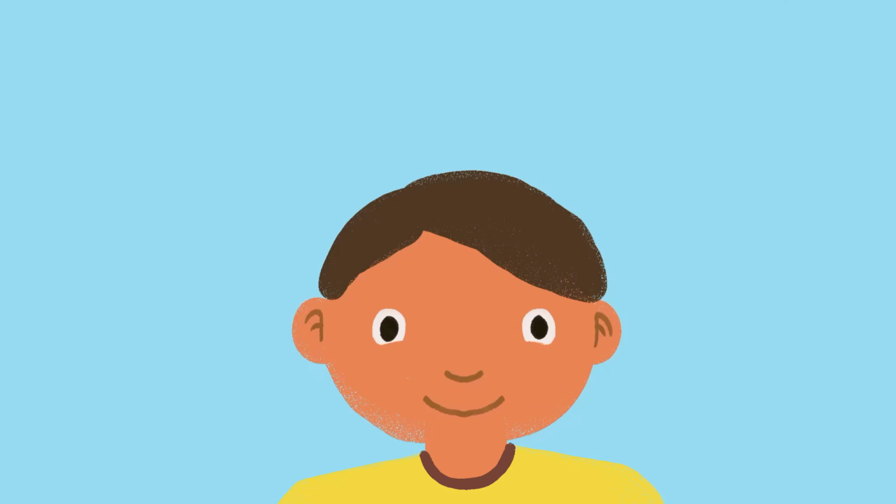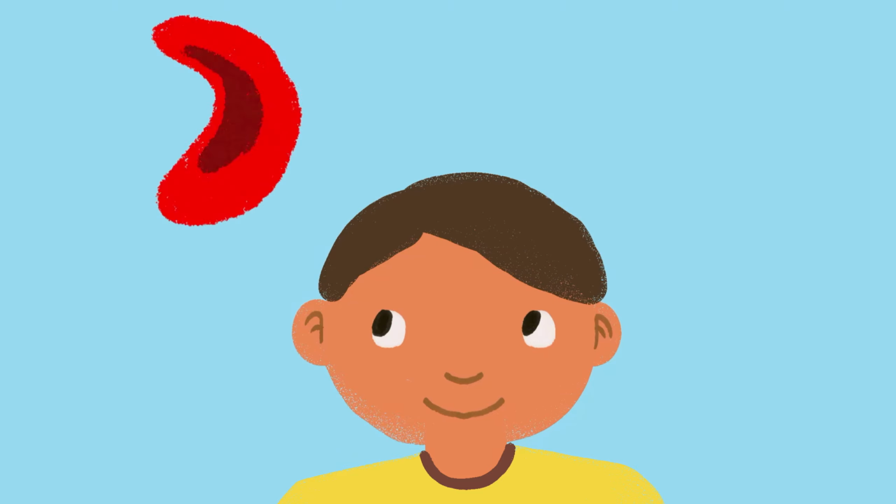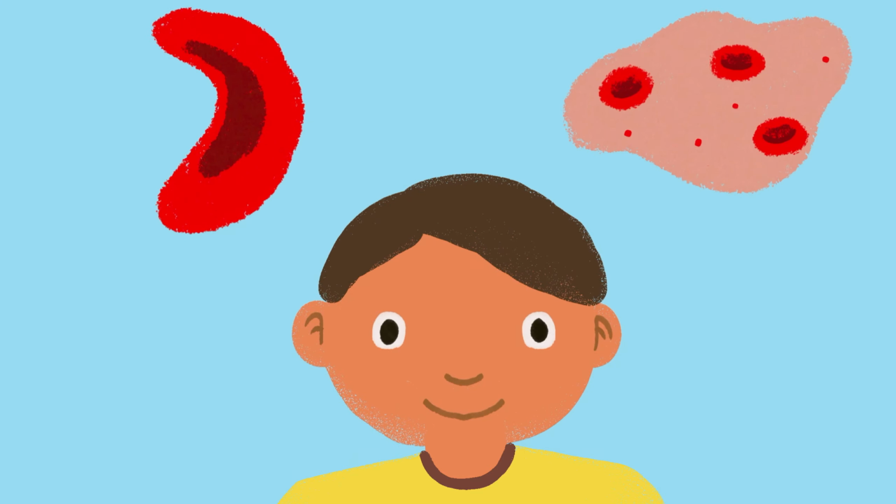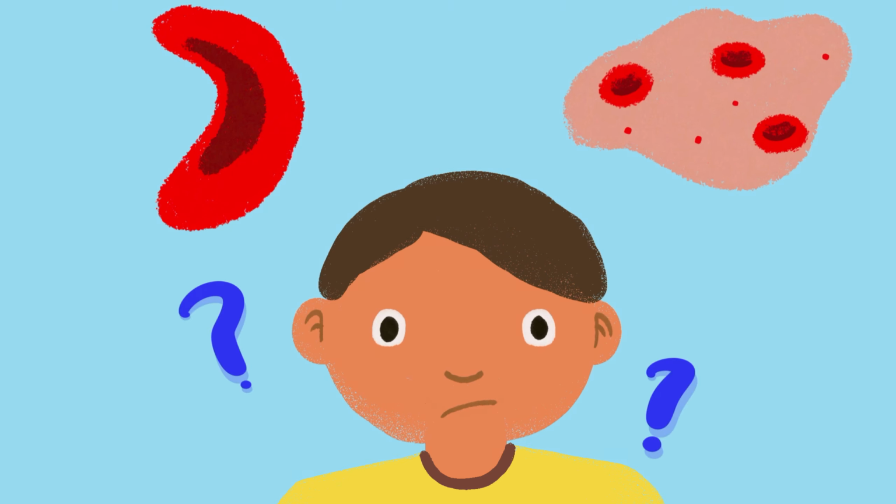Hi everyone! You may have heard of genetic conditions such as sickle cell disease and alpha thalassemia before, and learned that they are all disorders of the blood. But have you ever thought about how they are different and what really sets them apart?